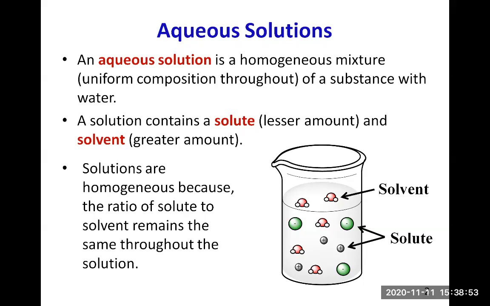So there is table salt dissolved in water. Solutions are homogeneous because the ratio of solute to solvent remains the same throughout the solution. So same composition throughout. Because of that, it looks like one substance, but you know it's made of more than one.